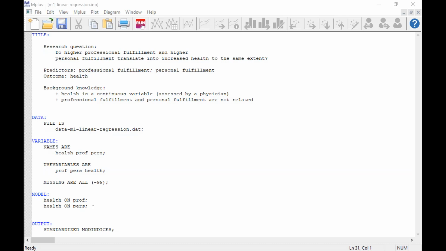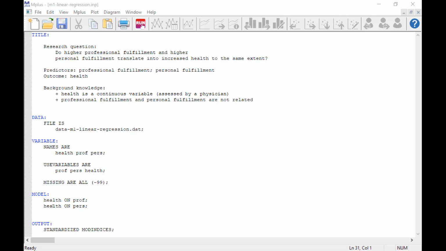And in the model section, we specified two regression paths, one from professional fulfillment to health, and one from personal fulfillment to health. Remember that in order to specify a regression path in M+, you always have to say outcome on predictor. The outcome is regressed onto the predictor.